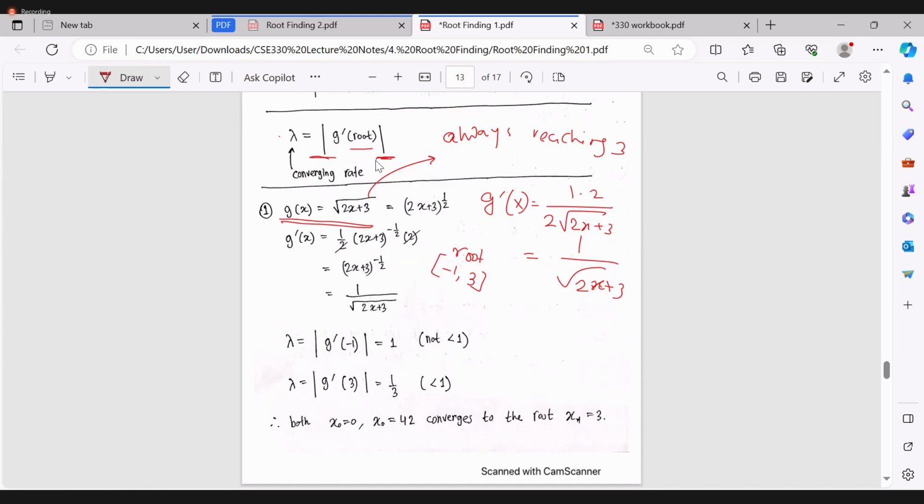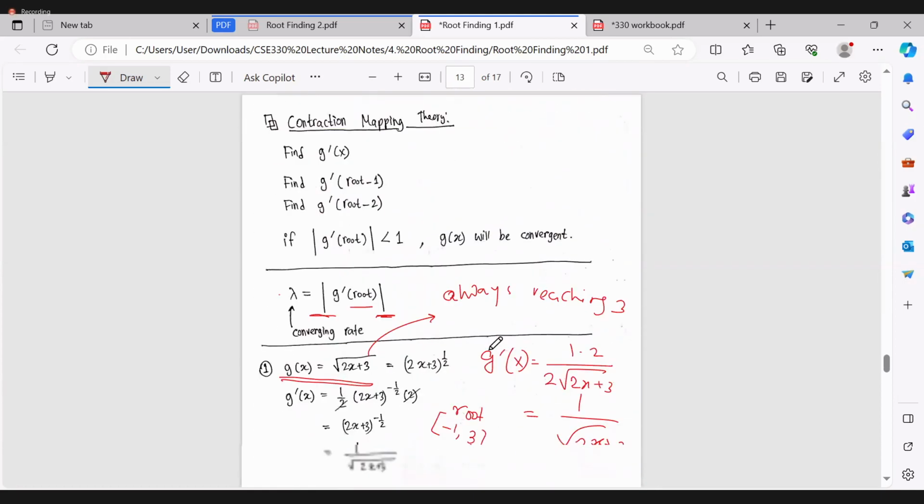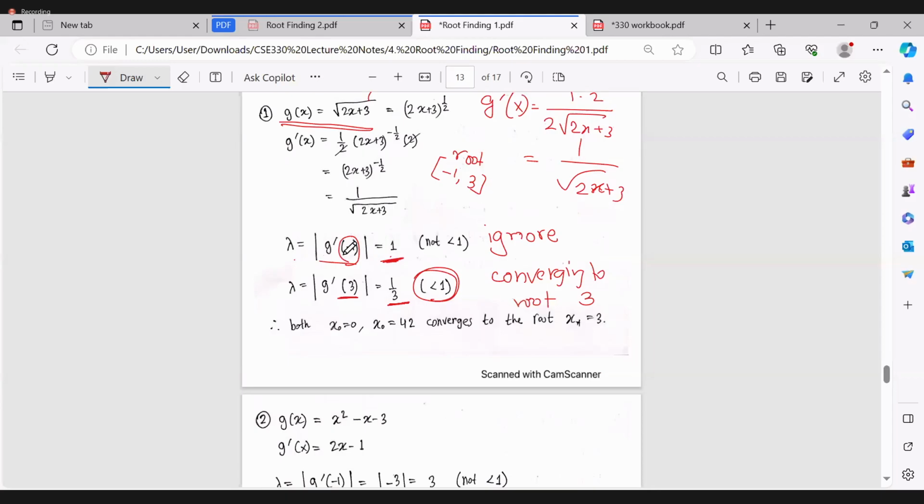You place the roots in this g prime. When you place -1, you get 1 here. And remember, if lambda is equal to 1, that means ignore. When you place 3 in there, you get 1/3, which is less than 1. That means this is converging to 3. So no matter where you start from, you are always reaching 3. Does it make sense? Somehow -1 is blocked for this form.